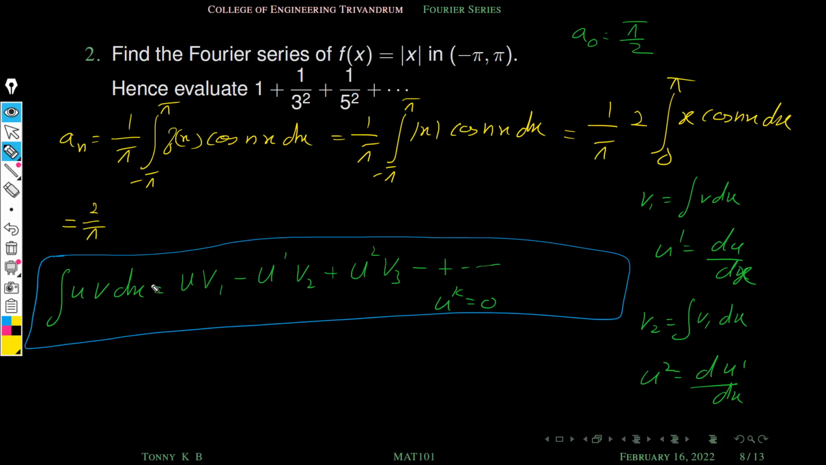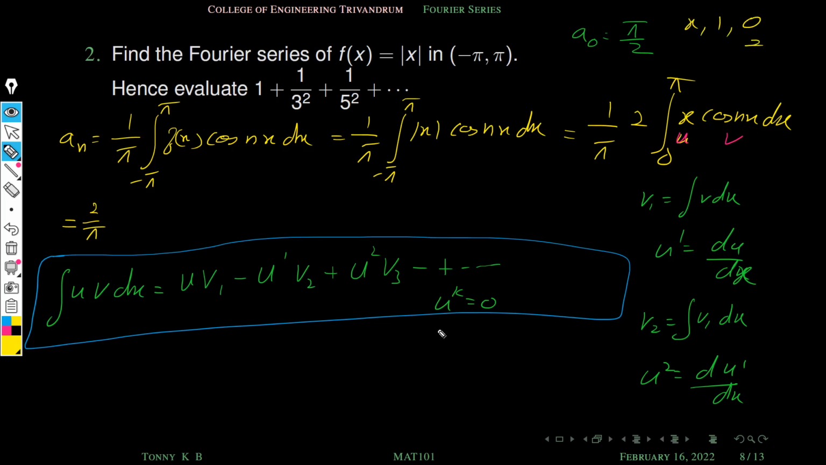Okay, so I'm going to apply this rule for this function. It is clear that this is our u. We can choose u as x and v as cosine nx. Why? u has this property: after some finite number of derivatives, this term becomes 0. For example, first function u, the second function is 1, the third one is 0.